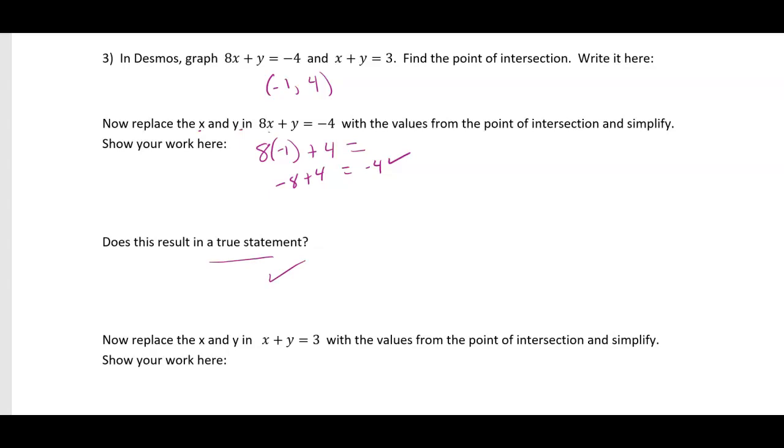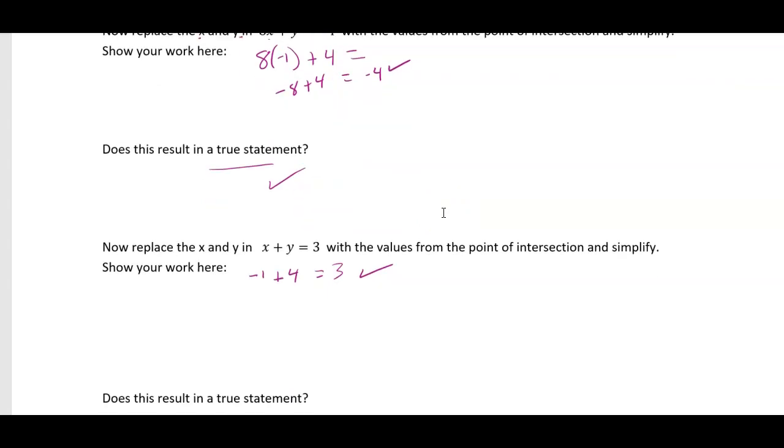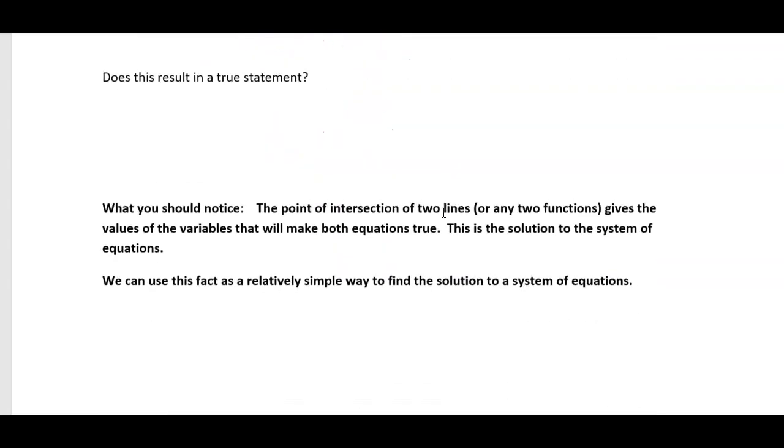Now the other piece of my system, the green line in the graph: I replaced the x with -1, I replaced the y with 4, and I do indeed get 3. That also works. So the point of intersection does tell us the x and y values that will make both equations true. That is a way to use intersections to solve. We will not be doing a lot of that because it's hard to graph by hand, but that is one way to check your work maybe. So it results in a true statement.